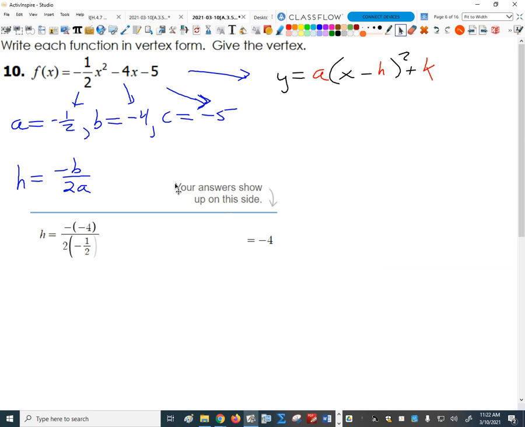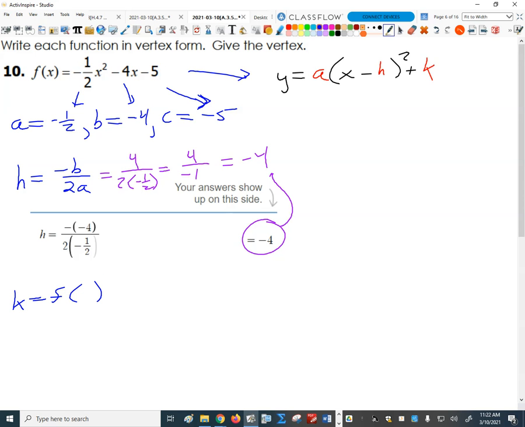And we could have gotten this, right? I mean, that wouldn't have been a big deal for us. We could have just done this mathematically too. If B is -4, then -B is +4. On the bottom, I get 2 times negative 1/2. Well, isn't that just negative 1? 4 divided by negative 1 is negative 4. But there's my answer, right? I already got it using Desmos. And now I'm just going to use Desmos to calculate K. I'm just calculating f of negative 4, right?